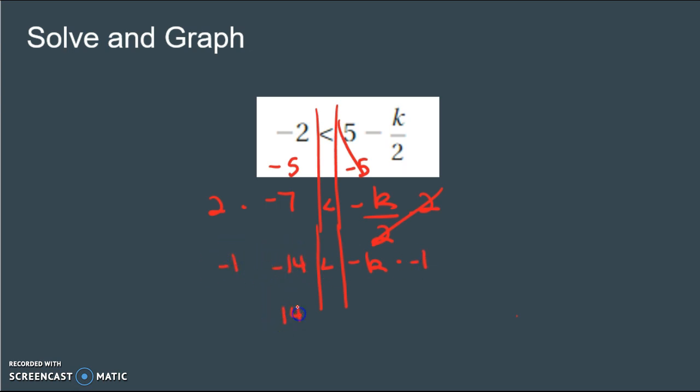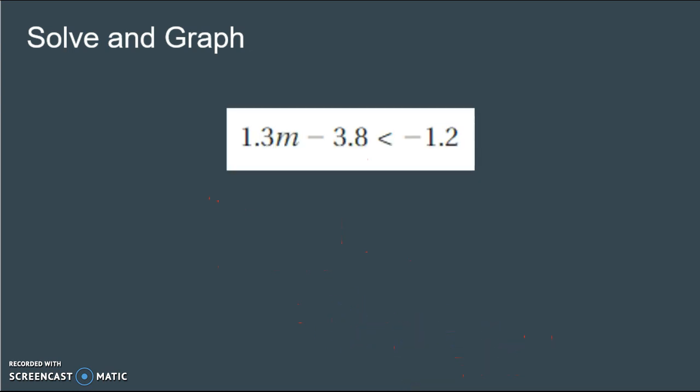So I'm going to have 14. Then I need to switch my sign, and then I'm going to have k. Make sure you flip your sign there, and also know that negative k and k aren't the same thing. You have to get that negative out of the way. So to graph it, it's a terrible graph, but we'll go with it. 14, 15, and 13, open dot, and it's going to go to the left since that is a less than.